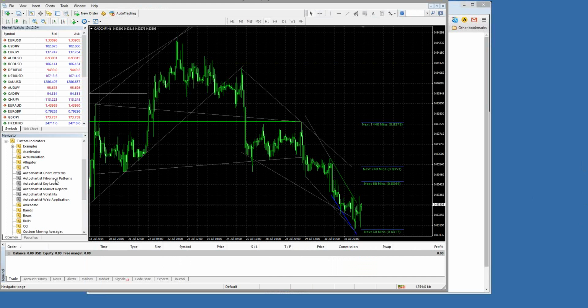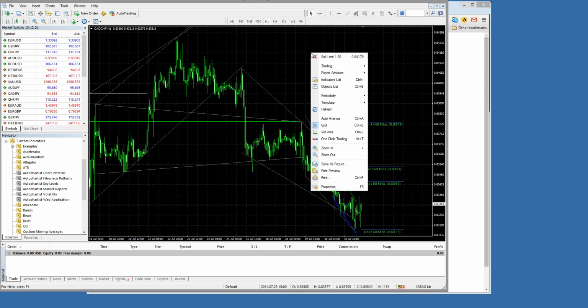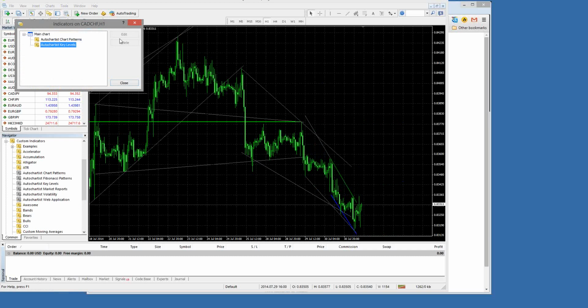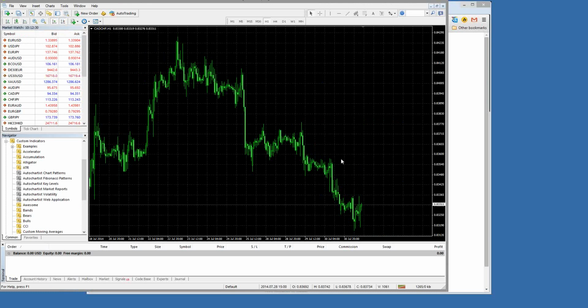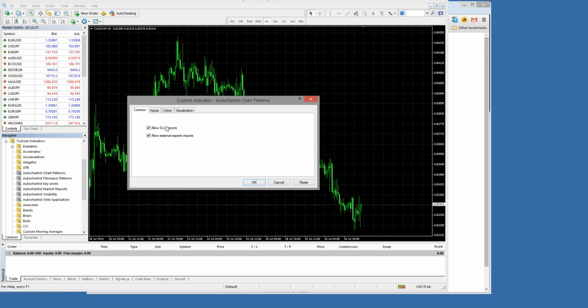So firstly, I must tell you that I use only chart patterns and key levels and volatility analysis. So when I drop my indicators onto the screen, I drop chart patterns and key levels and the volatility analysis onto it. Now what I'm going to do is I'm actually going to remove those things that I've got there now, just to have a clean graph, all right? And I'm going to drop some of them on and show you what I actually do. So when I drop chart patterns on, obviously, you have to select Allow DLL Imports, and I click OK.